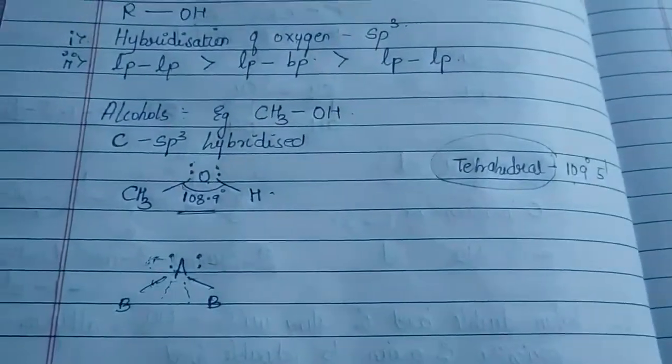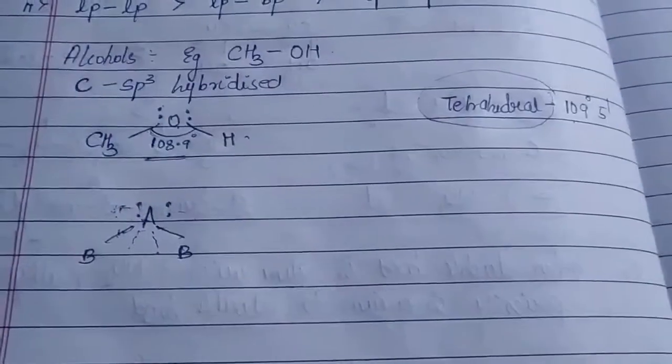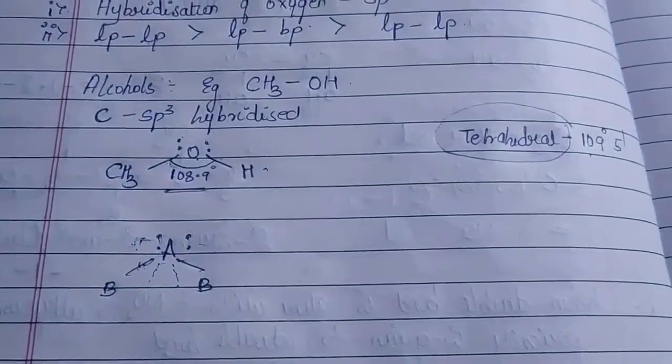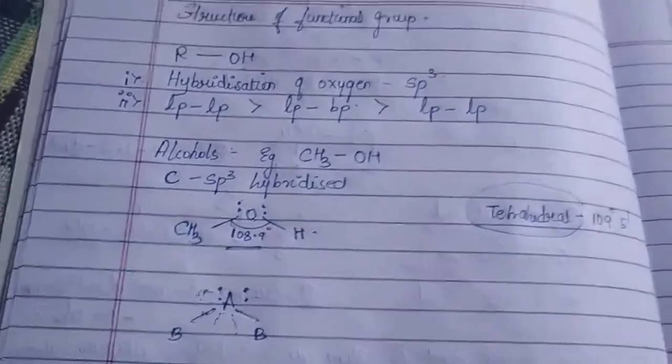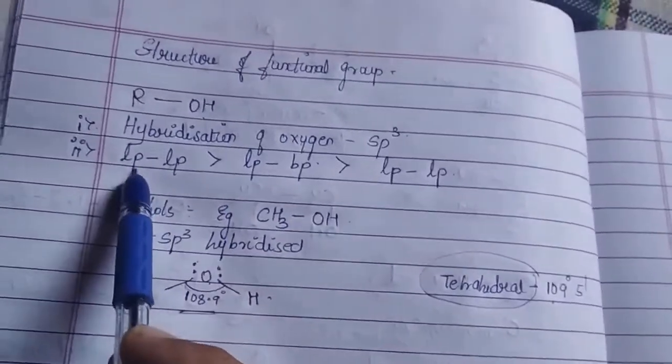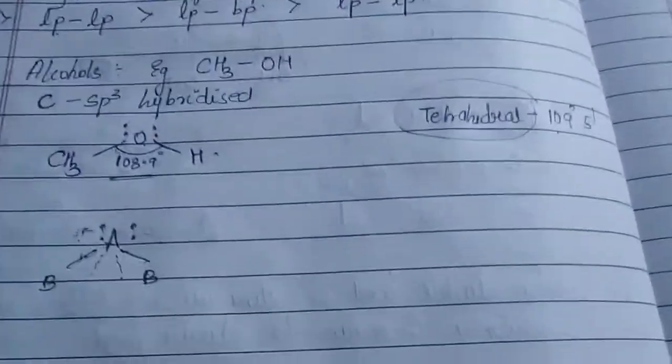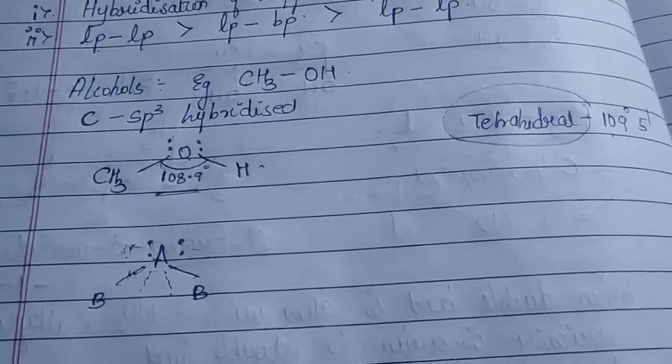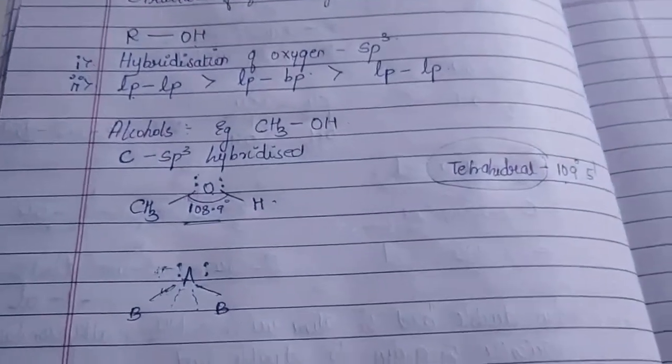108.9 degrees in our alcohols. And what is the main reason for that? That is a reduction of your tetrahedral bond angle. The main reason is due to the lone pair repulsion. Able to understand? So don't get confused with the lone pair repulsion and the bond angle.